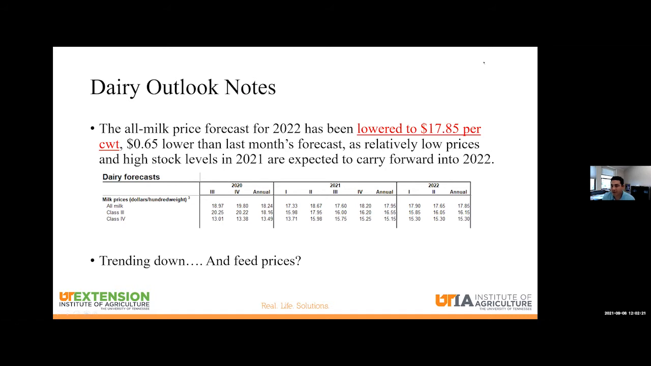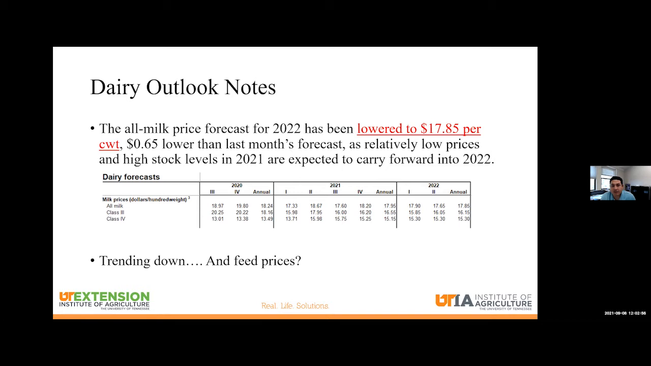Real quick, out of last month's Dairy Outlook notes, something that stuck out to me was the all milk price forecast for 2022 was lowered to $17.85 per hundredweight, which is 65 cents lower than the previous month's forecast, as relatively low prices and high stock levels in 2021 are expected to carry forward into 2022. I took this exact thing from their calculations, and as you can tell, if we start looking at all class 3 in all milk, not only did they lower it, but we're trending still down. Prices are still trending downwards.